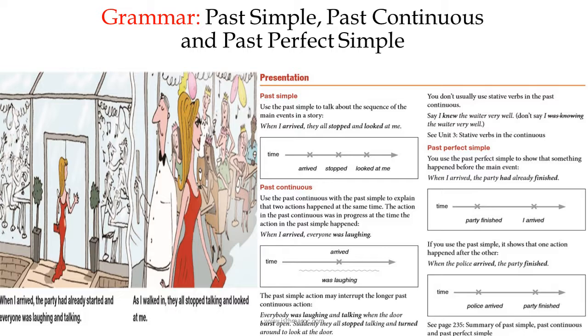Past simple: use the past simple to talk about the sequence of the main events in a story. When I arrived, they all stopped and looked at me. So this is the succession or the sequence of the main events. An event happens after the other. Think about yourself. You tell me, for example, when I arrived at the stage, all the students stopped speaking and the teacher looked at me. So here we speak about sequence or succession of events.